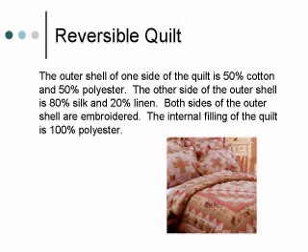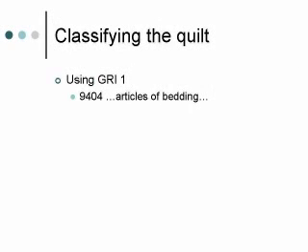The outer shell of one side is half cotton and half polyester. The other side is 80% silk and 20% linen. The first thing to do is find a 4-digit heading that will cover our quilt. Using GRI 1, we find that the quilt falls under the 4-digit heading 9404, mattress supports, articles of bedding, or similar furnishings. For example, mattresses, quilts, eiderdowns, cushions, and pillows.